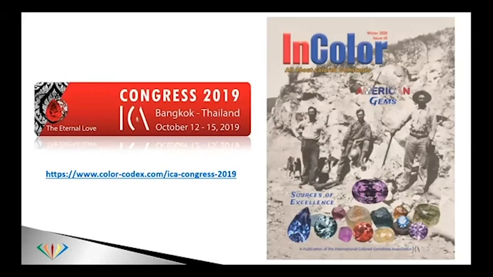For anyone who's interested, in a publication of In Color magazine we published information on the system. We showed a number of the slides that you have here. They're printed there for reference. Or if you want to see, there was a presentation given at the ICA Congress last October on the ColorCodex website. You can also see that presentation for those who are interested.